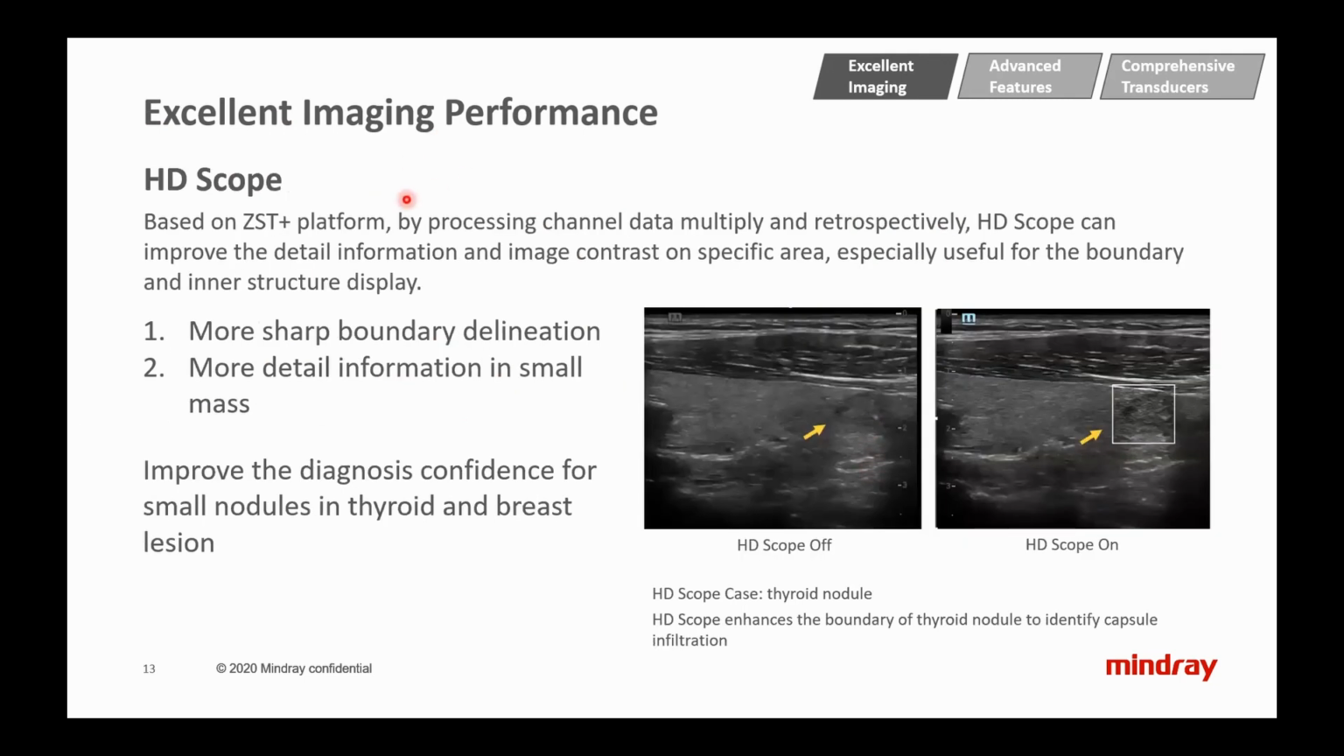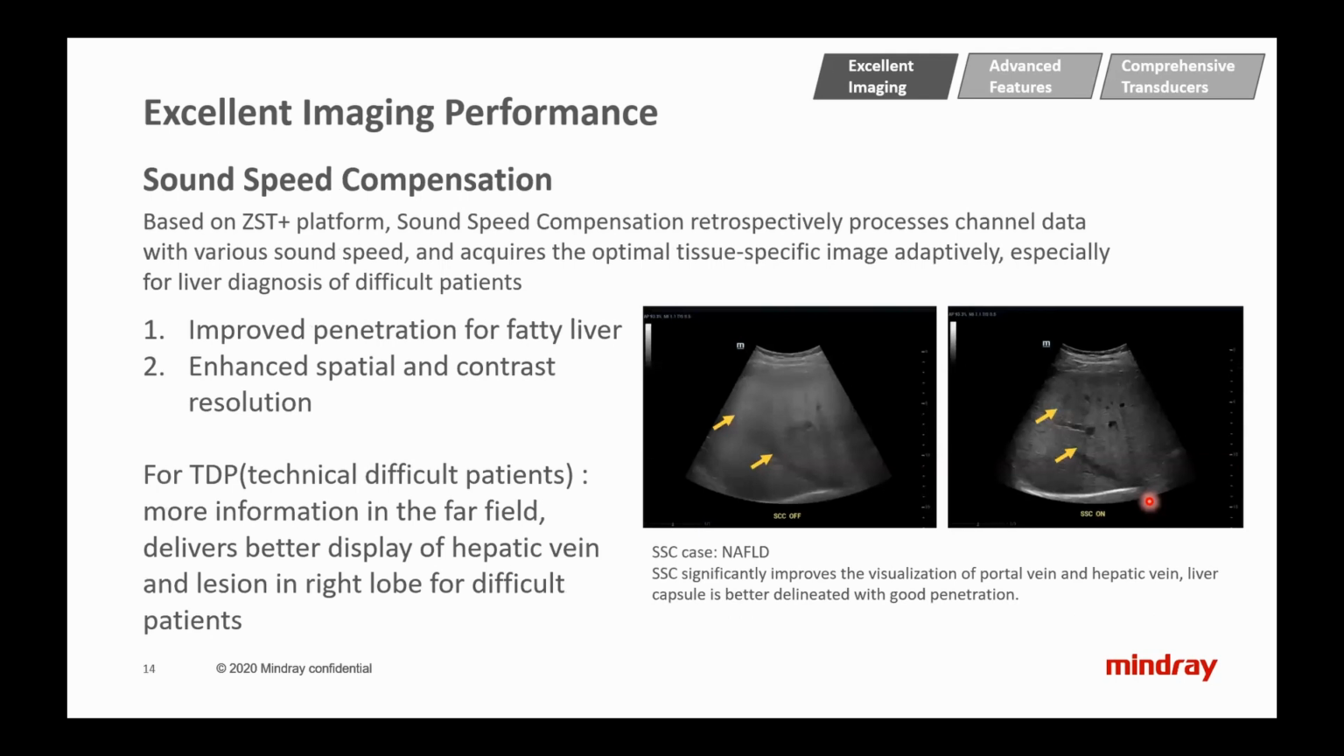For high definition scope, here high definition scope, as we said, it can identify more details in a small area. Here, this is the region of interest. I cannot see the disease here. When I activate the high definition scope here, I can see the disease. So the doctor can make a decision for the patient.